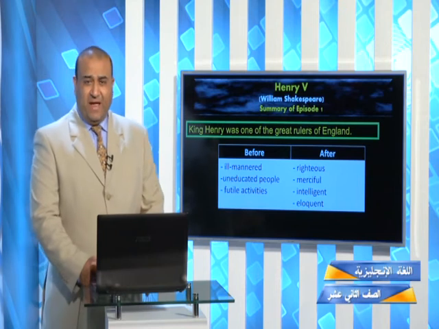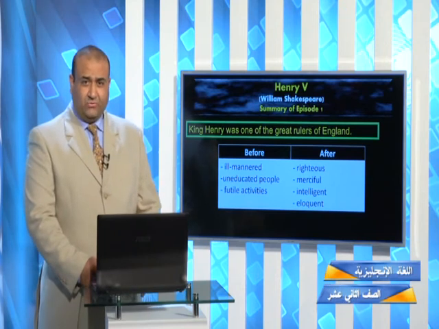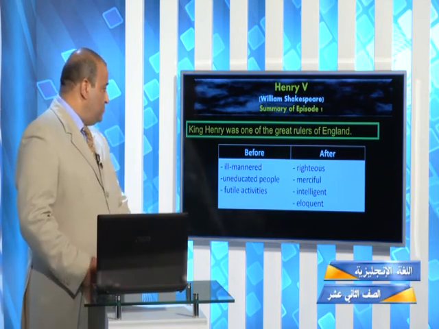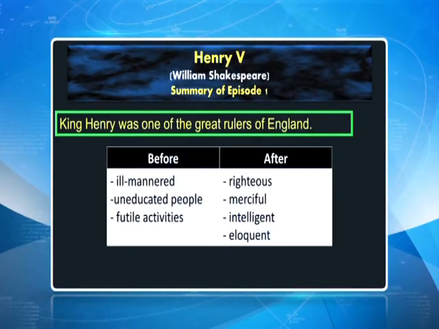Before he became a king, he used to be ill-mannered. Okay? He didn't used to respect anybody. And he used to sit and to go with uneducated people. And number 3, his actions and activities were futile. That means that they were worthless and useless.